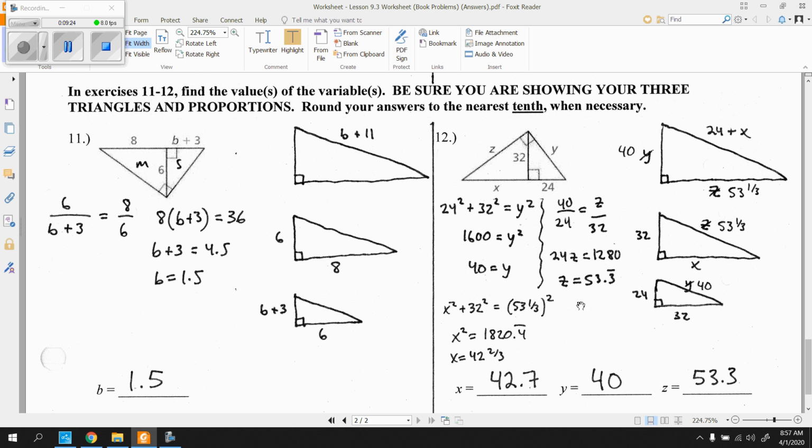You could use Pythagorean theorem. You can see my work here. I did Pythagorean theorem again. You could use proportions to find x. So I went out of order. It started with y, found z, and then x. So a little bit of a summary example, but good Pythagorean theorem practice along with the 3 triangles. So hopefully that clarifies some of the concepts from 9.3.